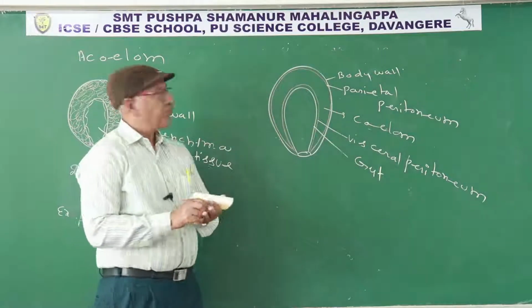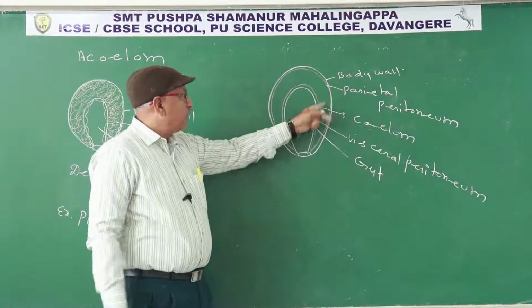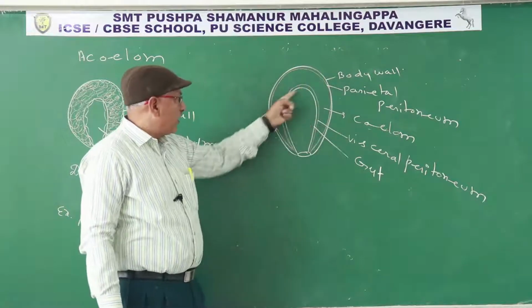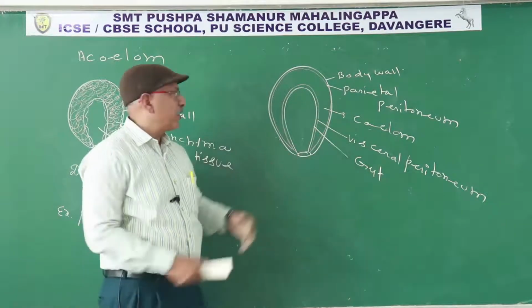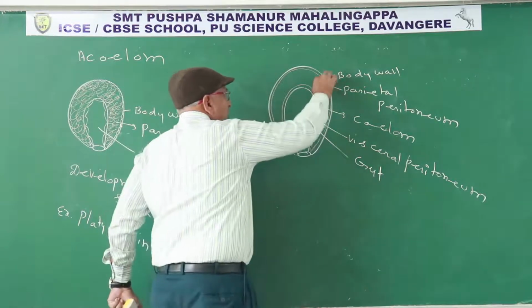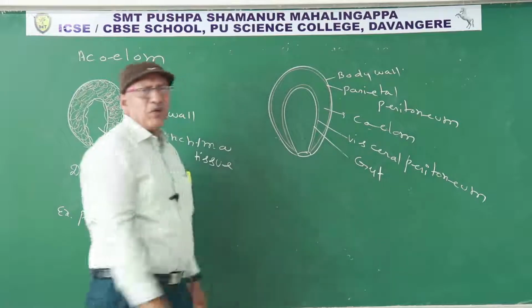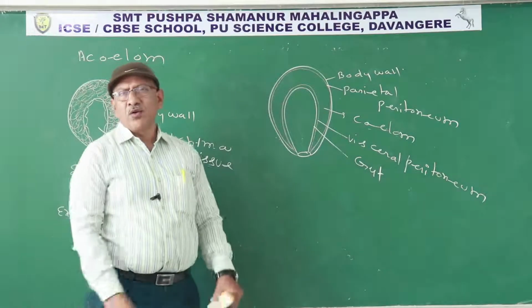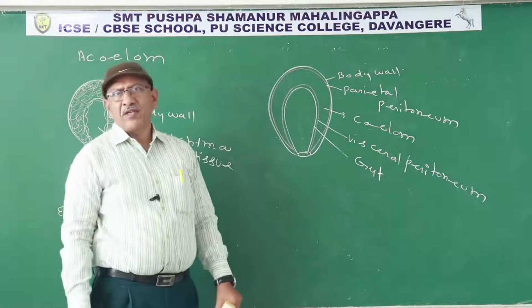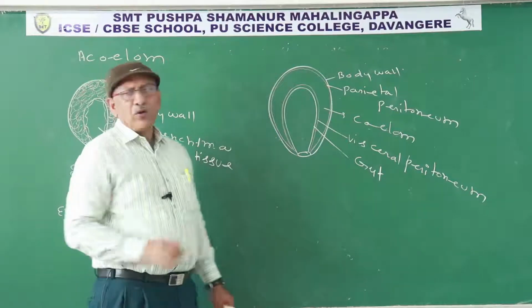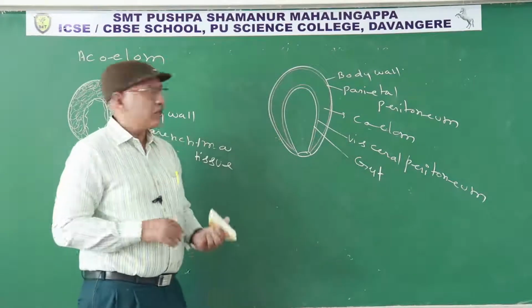What is coelom? Cavity present between body wall and alimentary canal. Gut means alimentary canal. A cavity present between body wall and alimentary canal covered by mesodermal layers is known as coelom or true body cavity. Animals having coelom are known as coelomates.